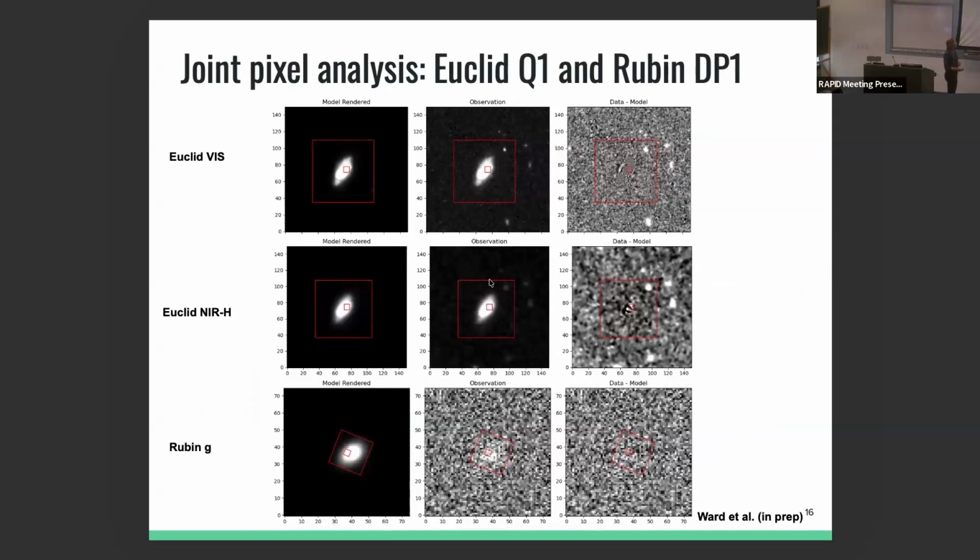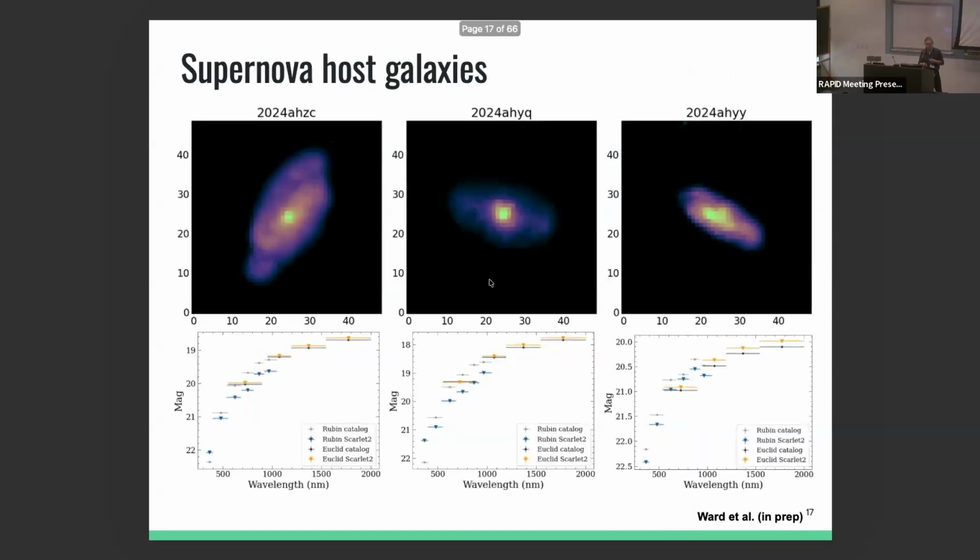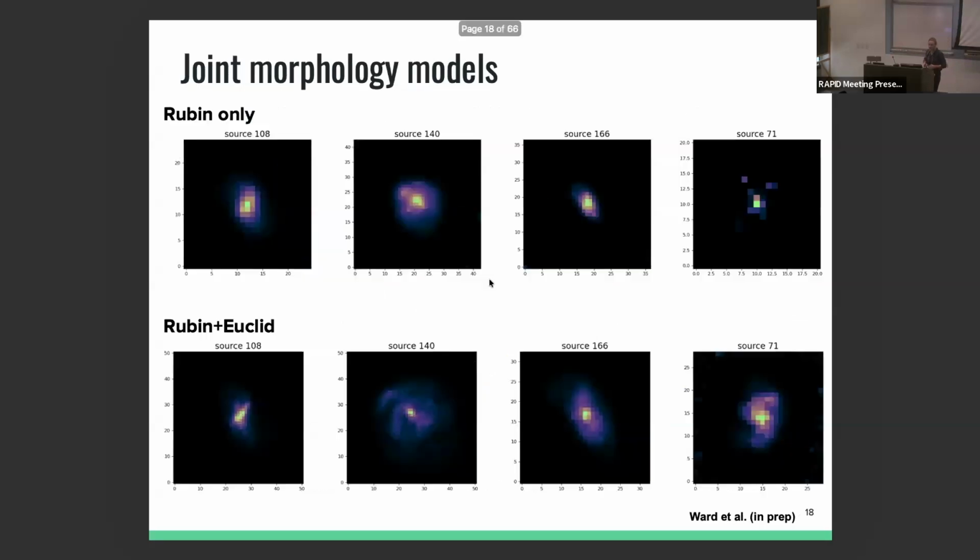So here are some early Euclid images from the Q1 data release and some of the early Rubin images from DP1. And you can see that we're modeling this particular supernova host galaxy across the different optical and infrared images with the forward model. Here are some examples of some of these supernova hosts where you can see that we do have fairly detailed substructures that we need to be able to model with this non-parametric approach. And we've shown that the SEDs, particularly in the early data where there's a lot of transient contamination, are improved.